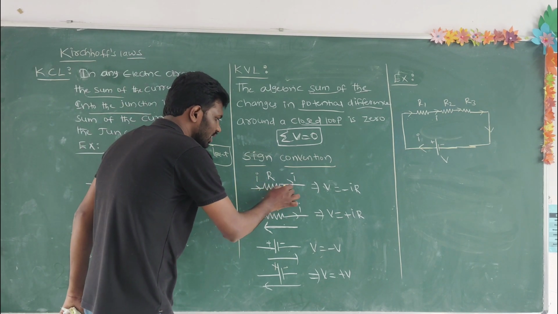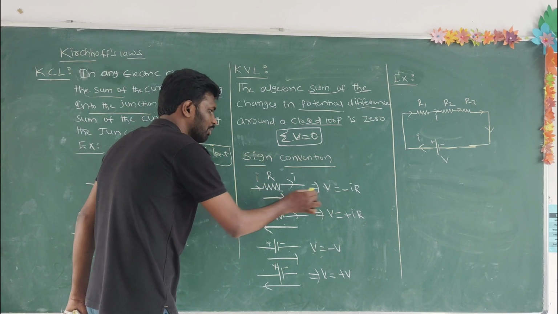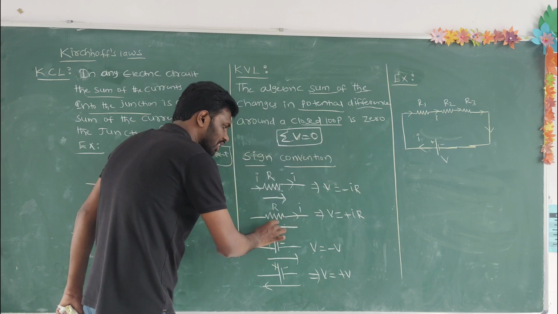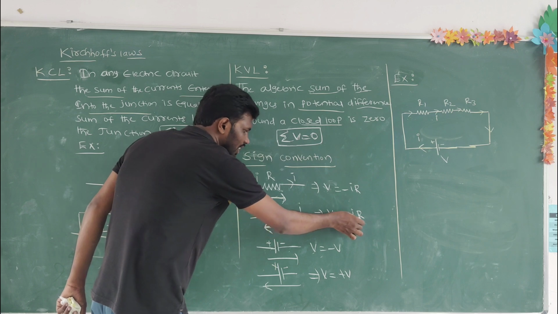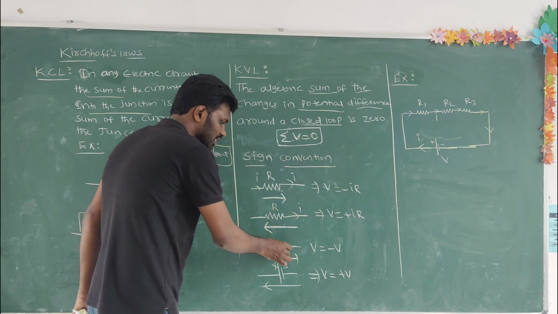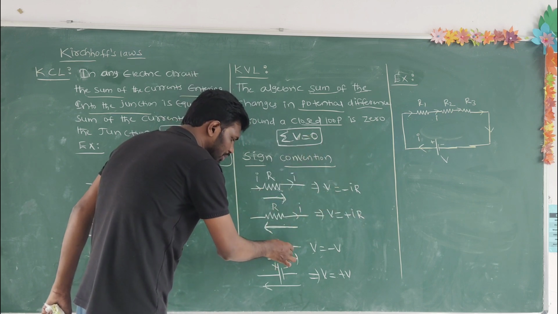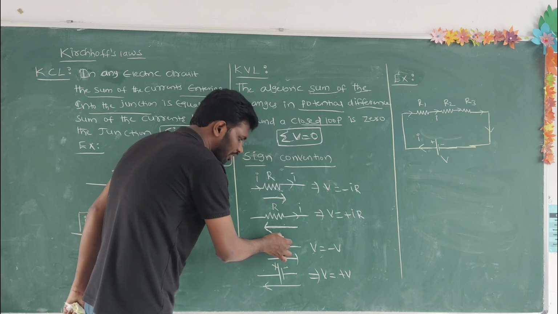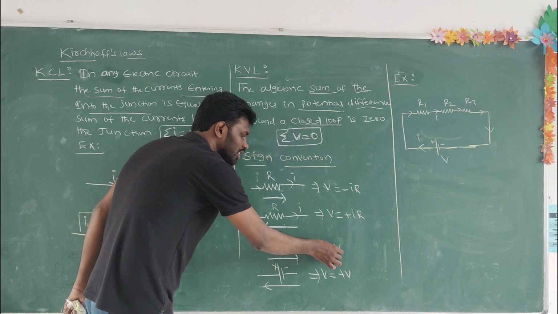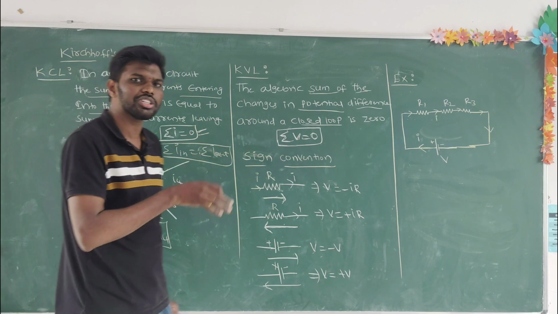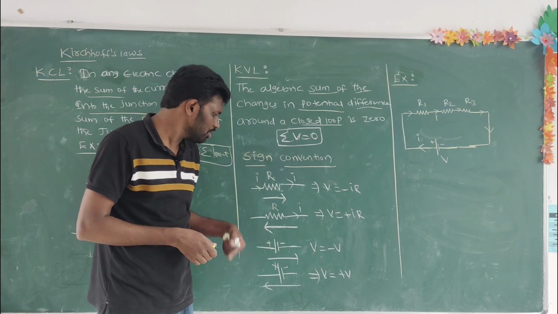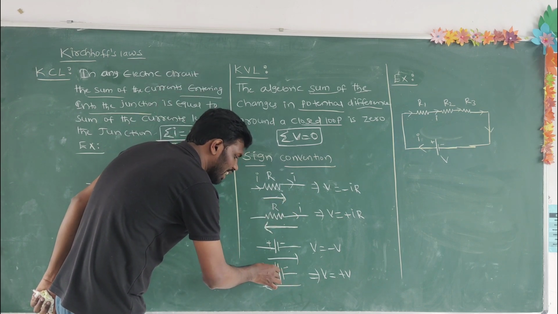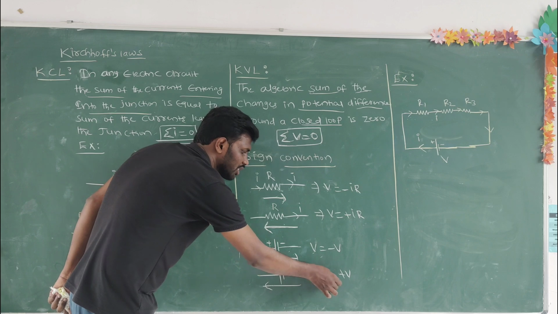When you are moving across the resistor in the same direction as the current, the potential difference is taken as minus IR. When you are moving in the opposite direction of the current across the resistor, the potential difference is taken as plus IR. If you are moving across the battery from positive to negative, the value will decrease, so the potential difference is taken as minus V. There is a potential drop when you move from positive to negative. When you move across the battery from negative to positive, there is a potential gain, and the potential difference is taken as plus V.